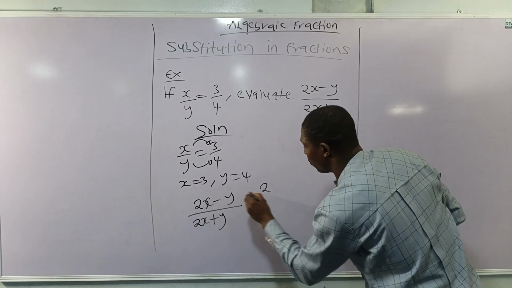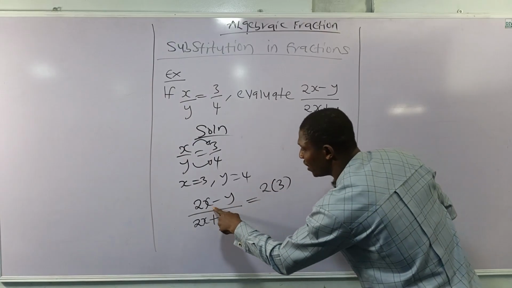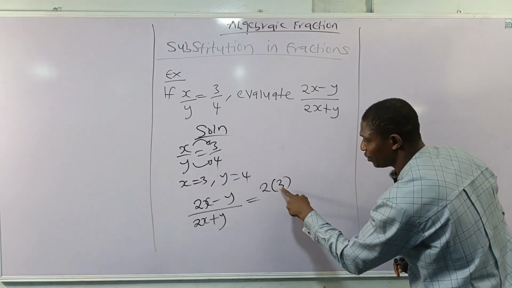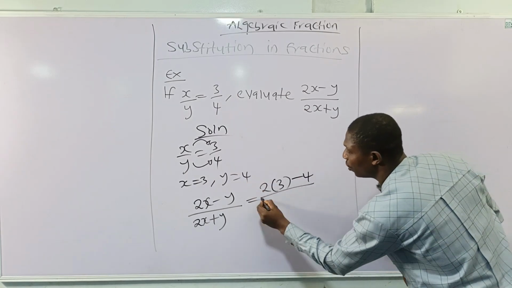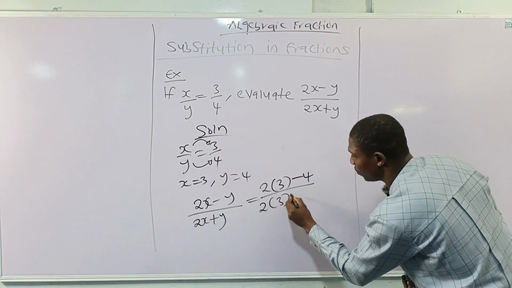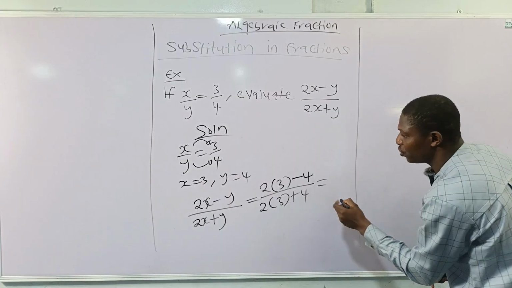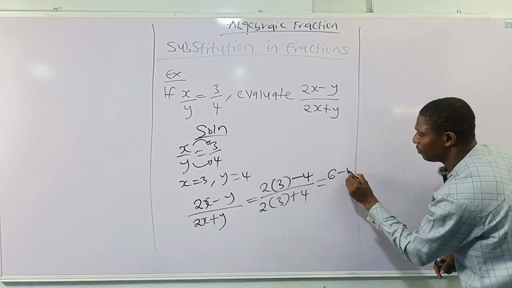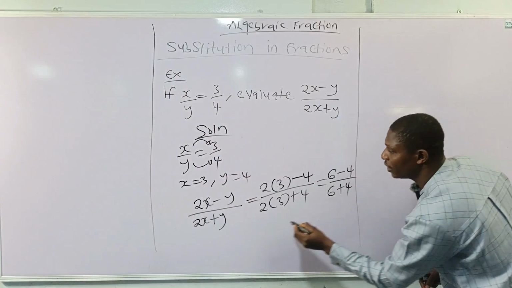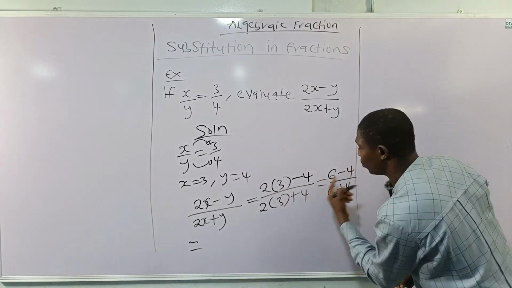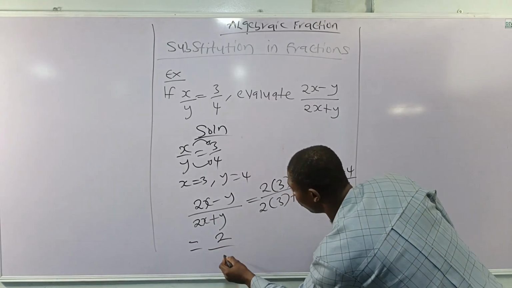In place of x, I'll have 3. 2x simply means 2 times 3. So 2 bracket x means 2 times 3, minus the value of y, which is 4, all over 2 bracket 3 as well, plus 4. This will give us 2 times 3 is 6, minus 4, all over 2 times 3, 6, plus 4. Giving us 6 minus 4, which is 2, all over 10.